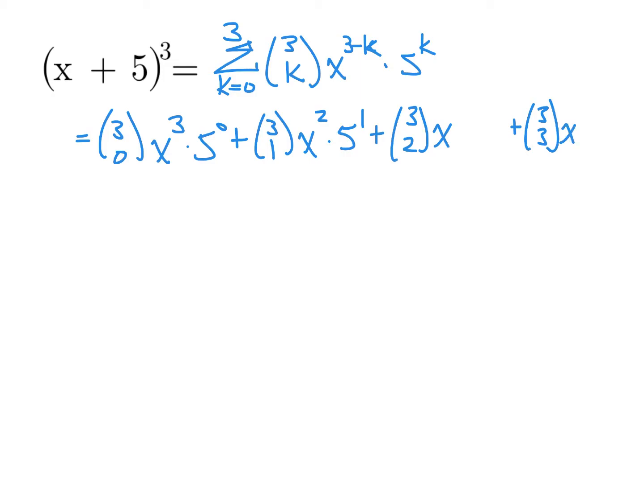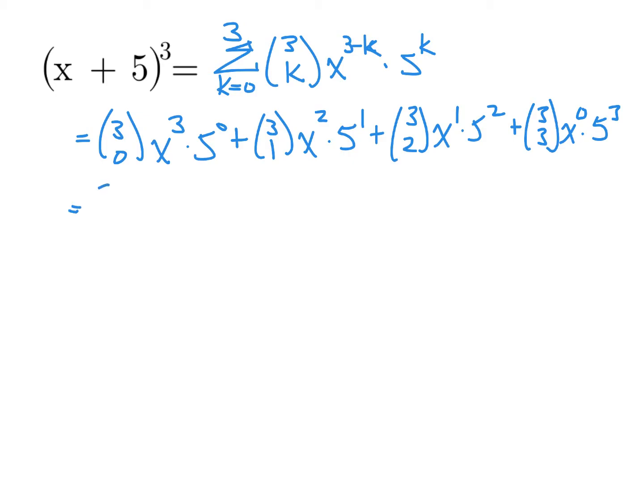As we continue along, notice the x power started at x to the third, then x to the second, our next one would be x to the first, and our last one would be x to the 0. And the 5's increase in powers. So 5 to the 0, 5 to the first, 5 to the second, and lastly 5 to the third. Now comes all of the calculating.